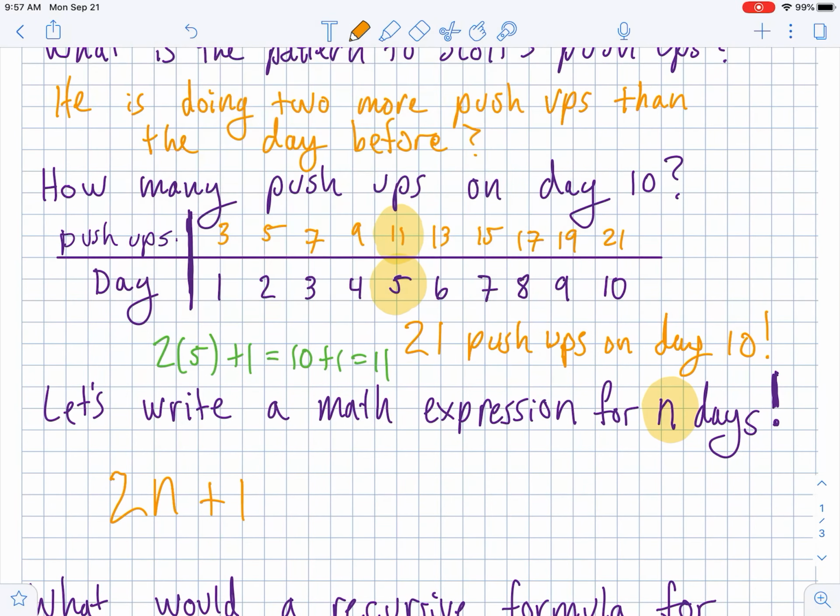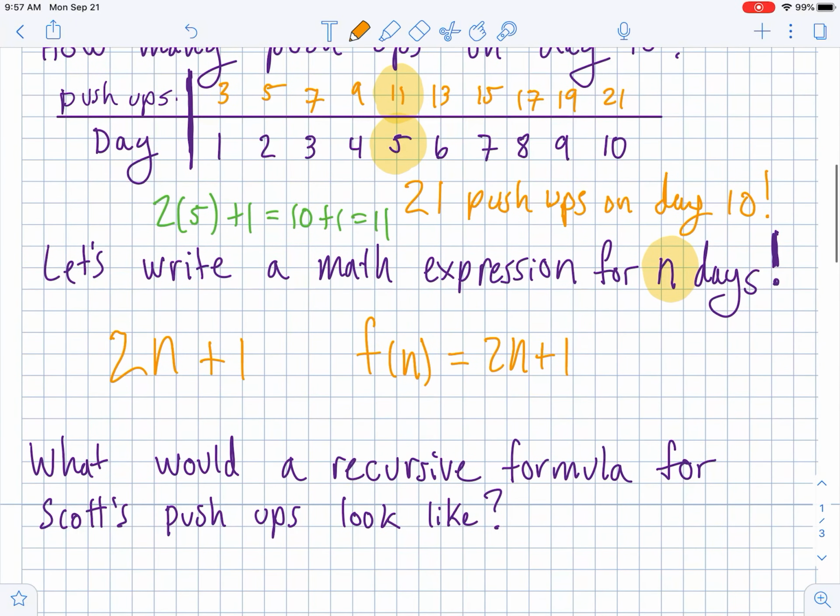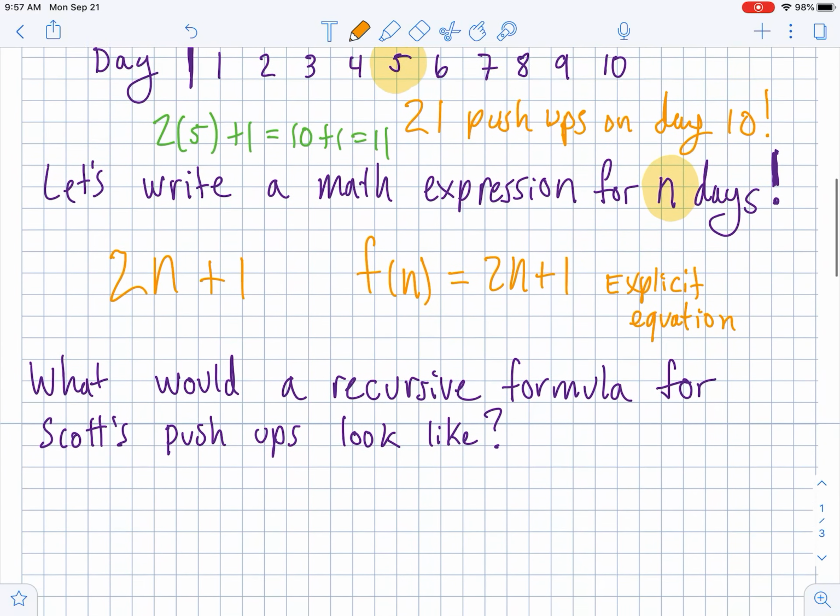You could write the expression as 2n plus 1, or you could put it in sort of a function notation that says f of n is equal to 2n plus 1. A lot of people call this an explicit equation. Not sure if we're using that word yet, but I'm going to teach it to you. Explicit equation for Scott's particular push-up plan.